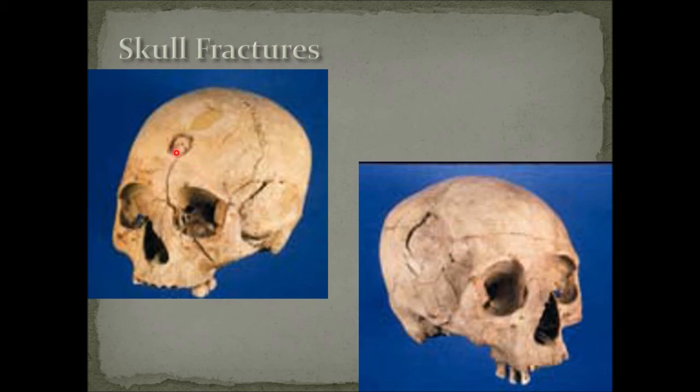Here's another one. Now this is literally a ball grape shot, which was an old cannon shot. It's kind of like a shotgun blast out of a cannon. And it has penetrated the outer table of this person's skull. It killed him. But here we have a radiating fracture. And there's only one thing I wanted to show you about this, which is interesting.